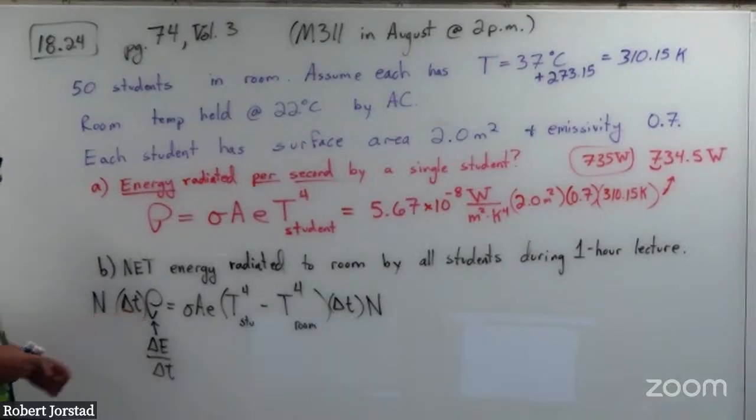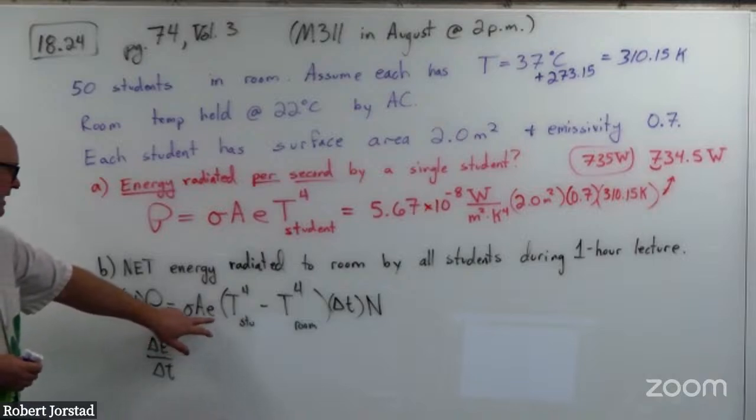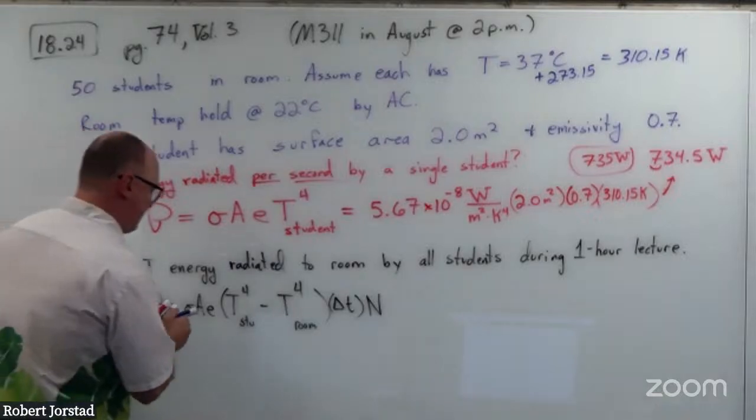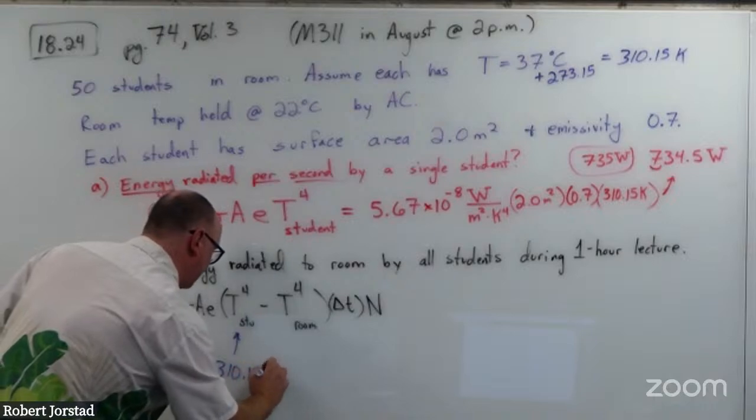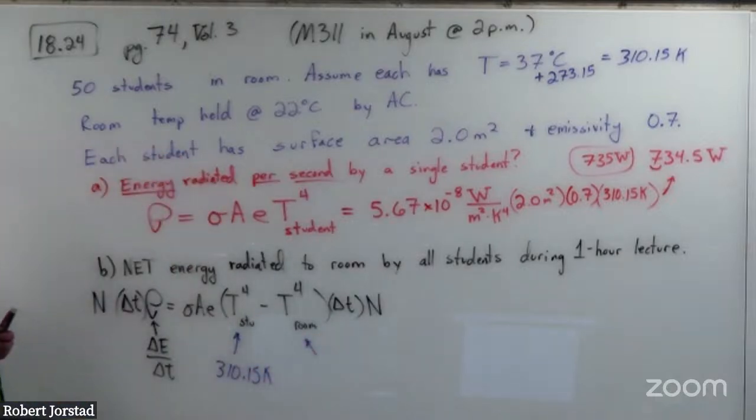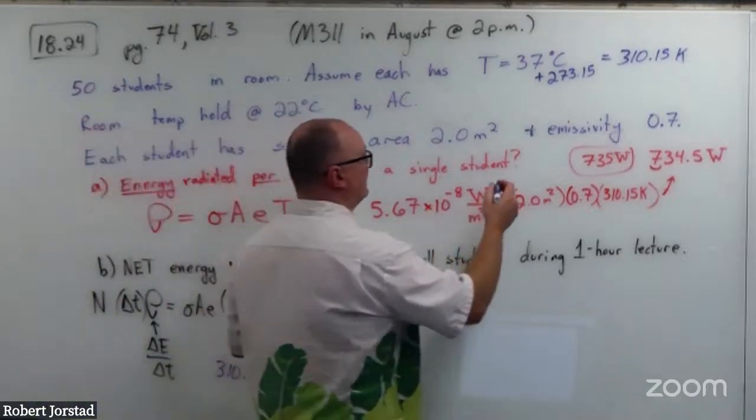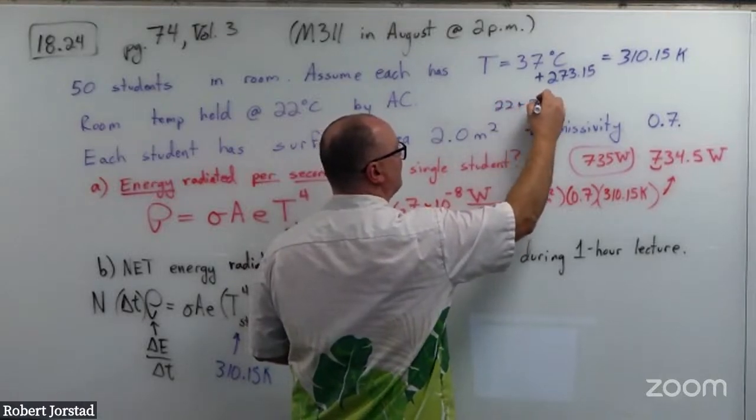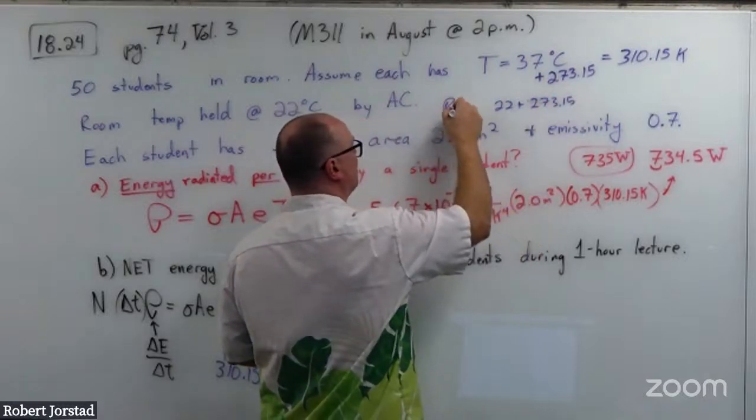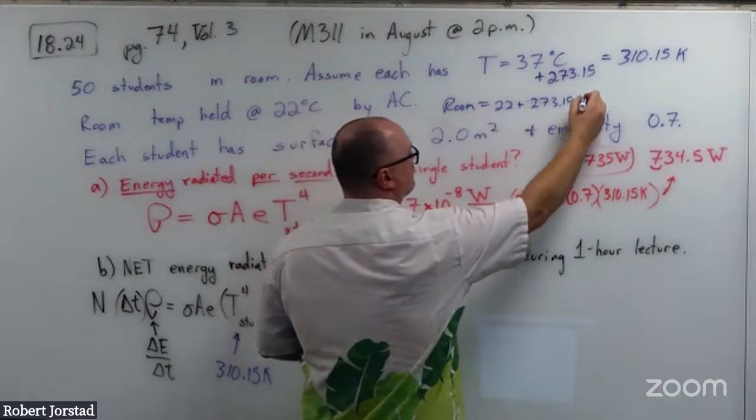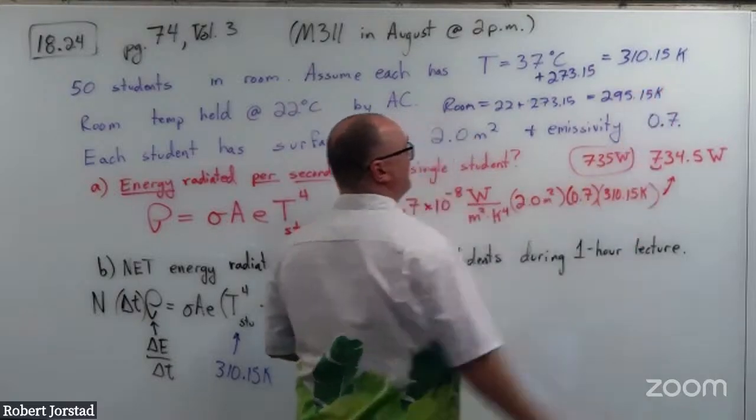So now in this case, we could look at this situation here, and we know sigma, we know A, we know E. The temperature of the students, that we know we have to use 310.15 Kelvin. And you might be saying, well, the room's a lot cooler. Actually, when you look at it, it's 22. So if we add 22 plus 273.15 for the room, what is that? 295.15 Kelvin. They're actually pretty close.